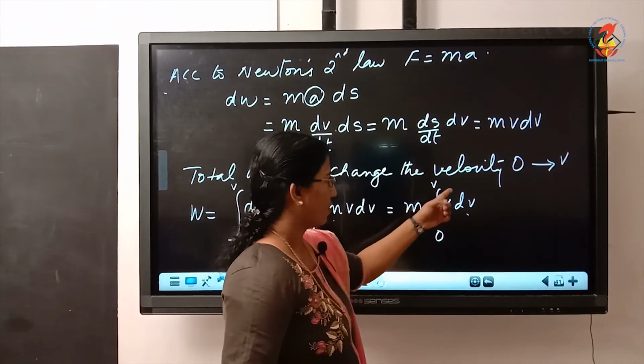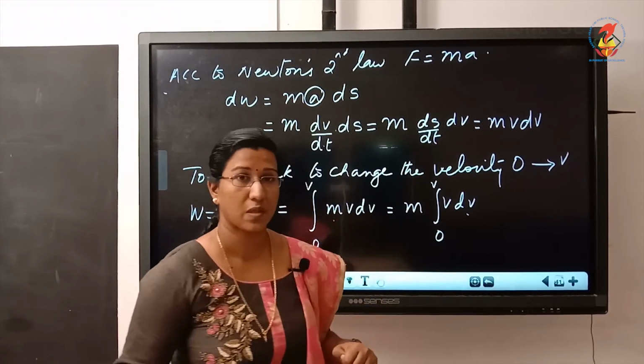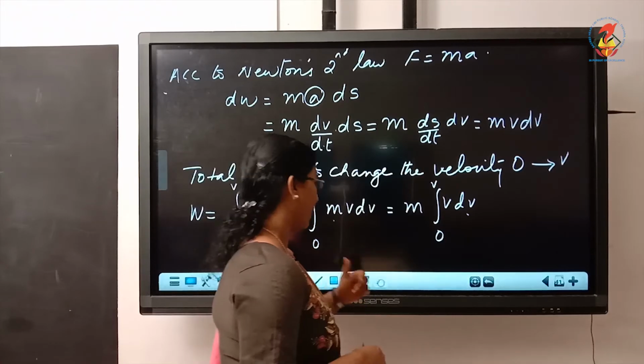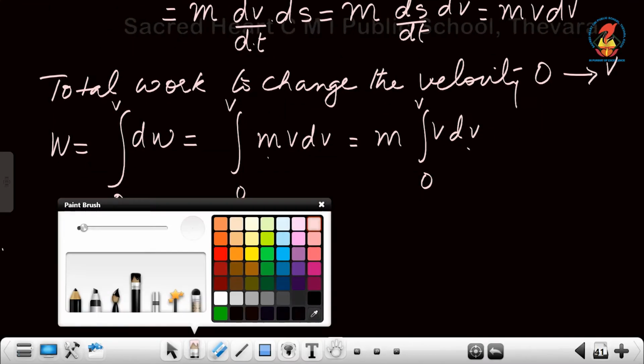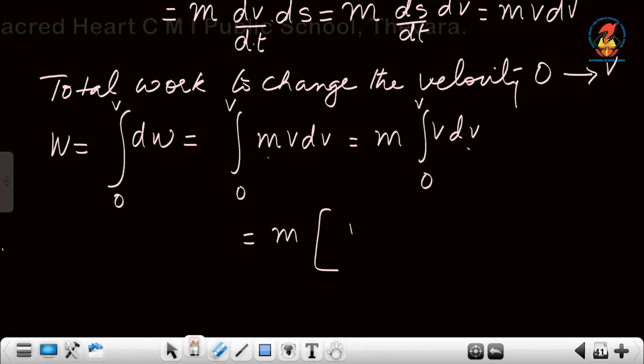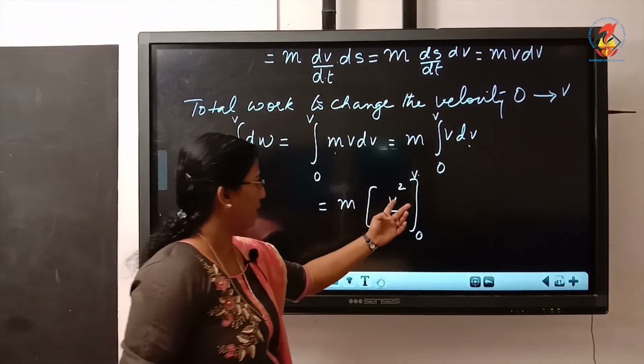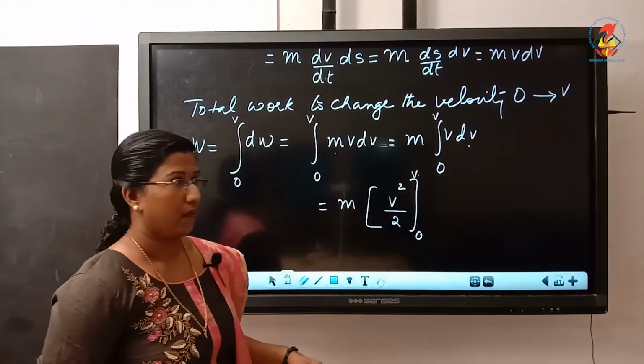So v raised to 1. When we integrate, what will we get? v raised to 1 plus 1 divided by 1 plus 1, that is v square divided by 2. So I can write this as equal to m into v square by 2 with the limits 0 to v. Now this v will be having a value like 25 meters per second, etc. So you can substitute it and find the final work done.